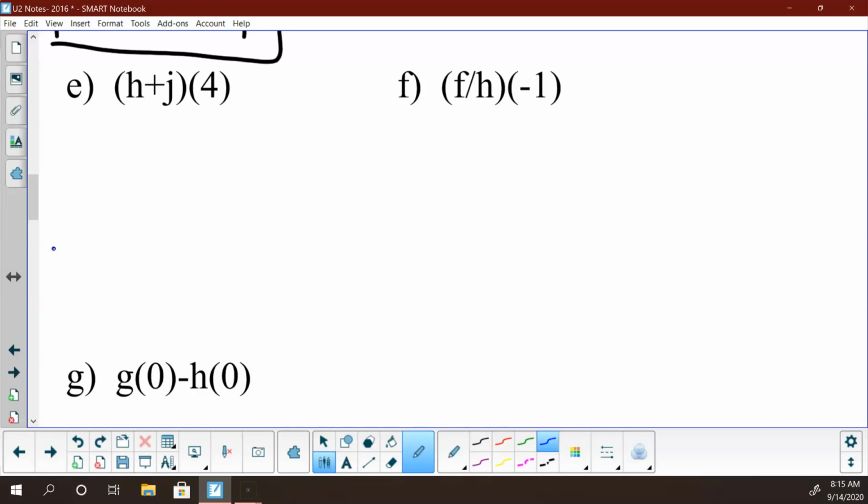All right, so until they tell you otherwise, you're still using the exact same functions. Unless they give you something new, this f of x, this g of x, this h of x, this j of x, you keep using the same stuff. So for this first one, it says h of 4 plus j of 4.